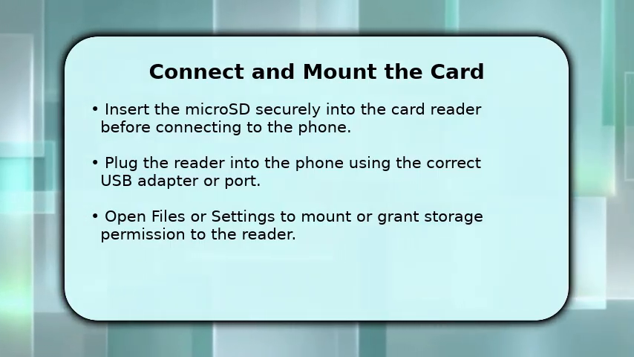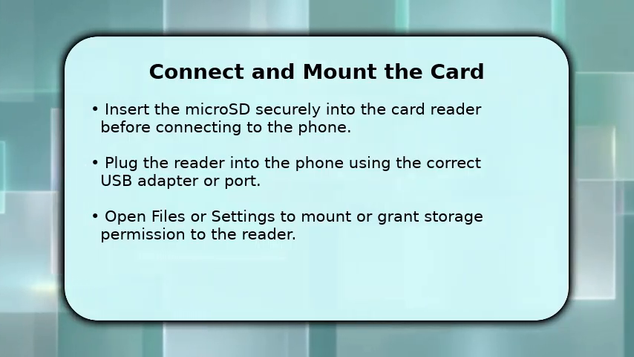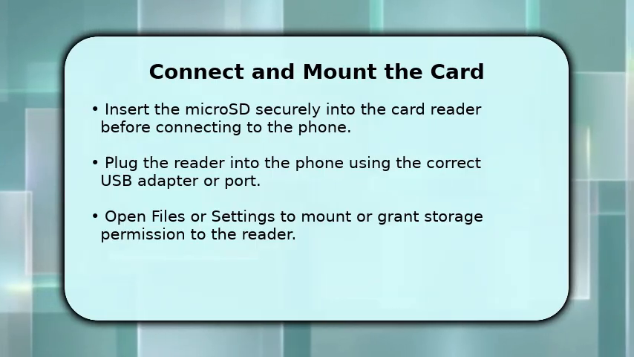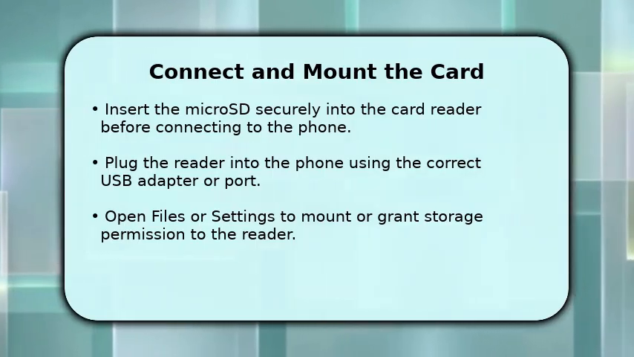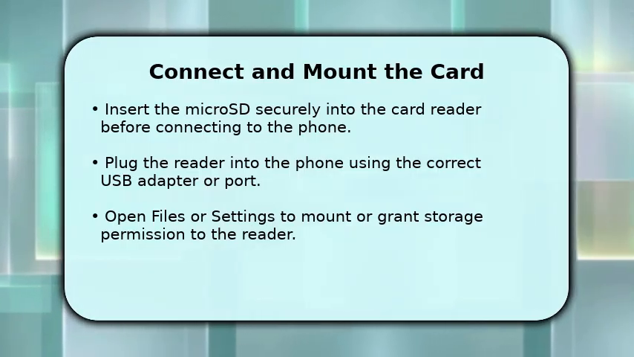If prompted, grant storage permissions to the File Manager app or system. Open the Files app or Settings and locate the external storage entry by its capacity in GB. Tap to mount the card if mounting does not occur automatically.